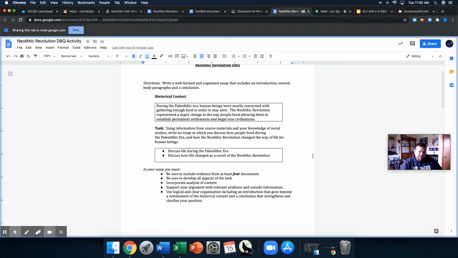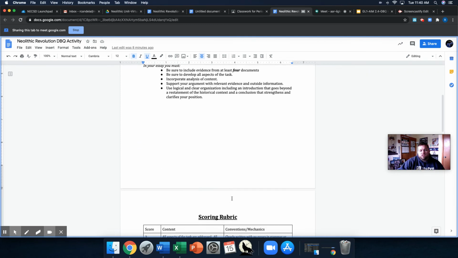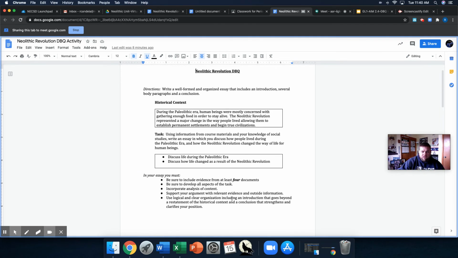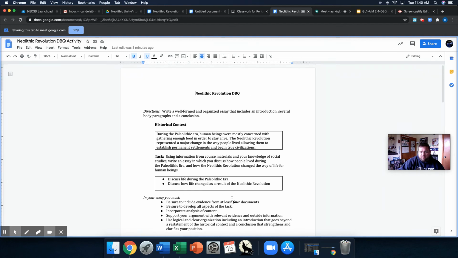All aspects of the task must be developed, incorporate analysis of content, use a clear and logical organization with an intro, and the important part, a conclusion that strengthens and clarifies your position. Okay, so that's kind of what we're being asked to do. Okay, sounds easy enough, sounds basic enough.